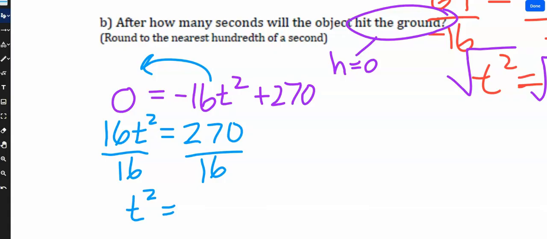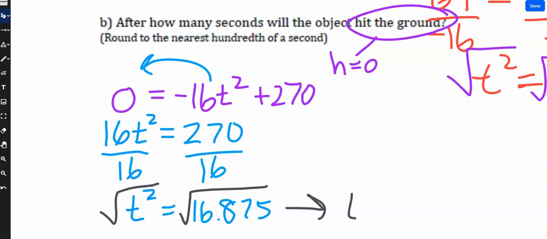t squared equals, let's see, 270 divided by 16. Ooh, handy dandy calculator. That does not sound fun. 270 divided by 16. Not too bad, 16.875. And then we're going to take a square root of each side. And of course, remember the positive one is the only one that makes sense in this situation. And the square root of 16.875 is approximately, I'll use the approximately symbol instead of an equal sign, 4.11 seconds.